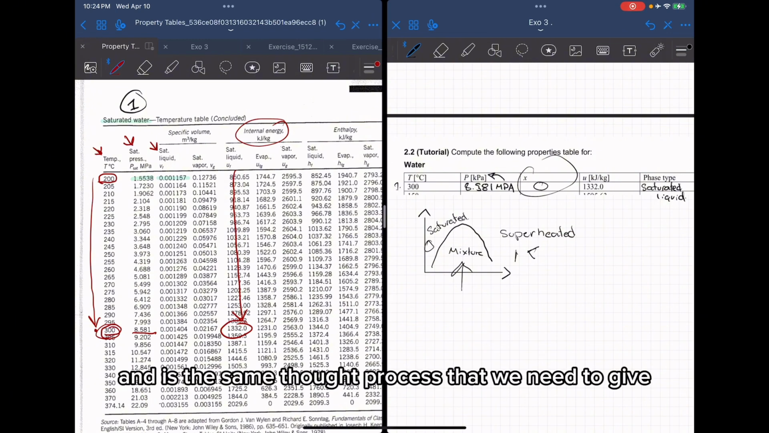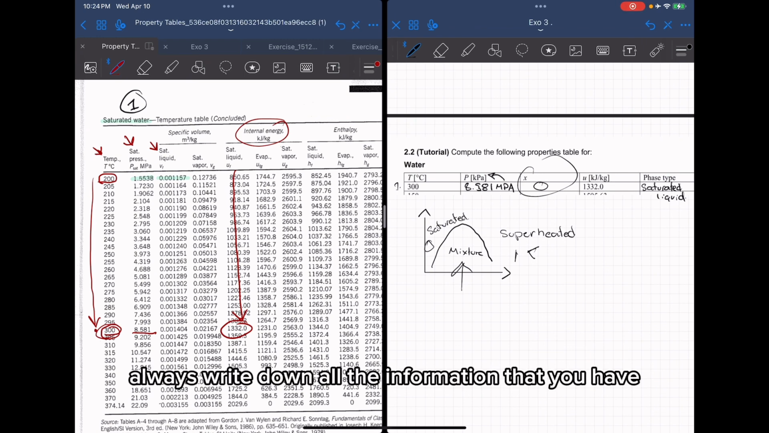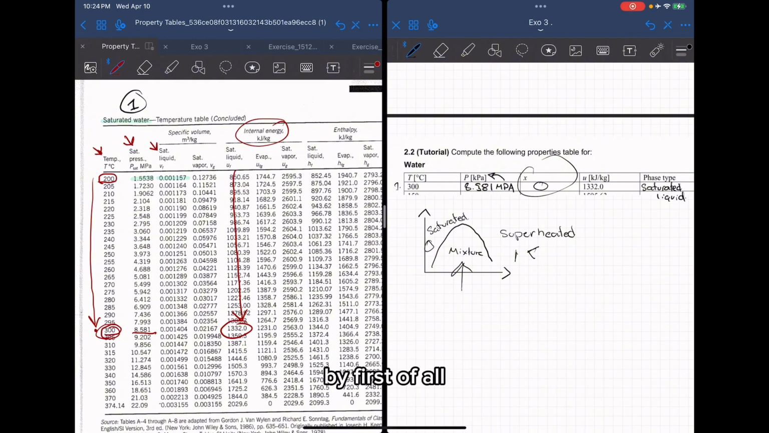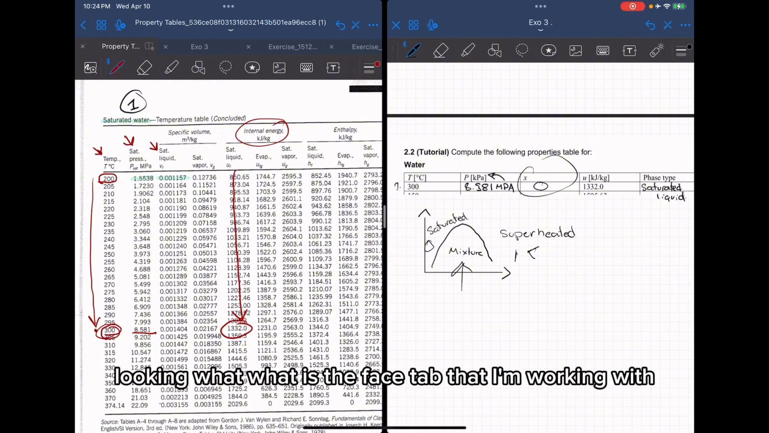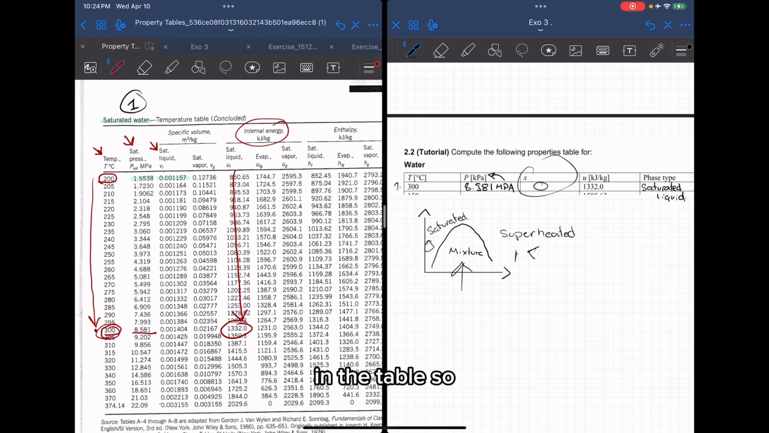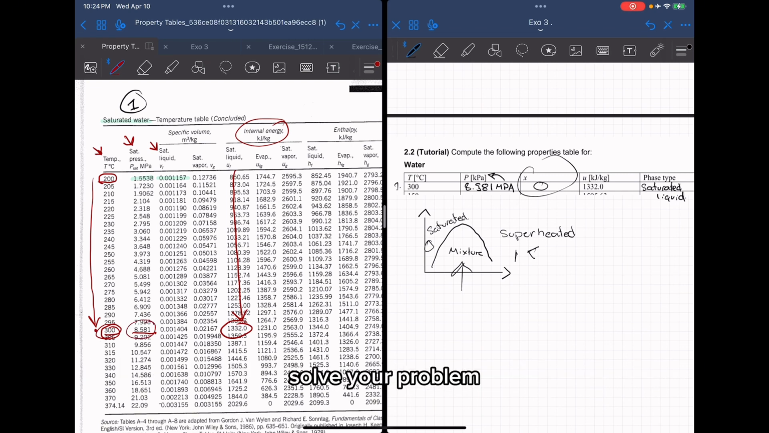And it's the same thought process that we need to apply for all of the other examples when you're doing your problems. Always write down all the information that you have and then try to find the corresponding information in the table by, first of all, looking at what phase type I'm working with and trying to locate the information that you already have in the table, so then you can find the other missing information that you'll need to solve your problem.